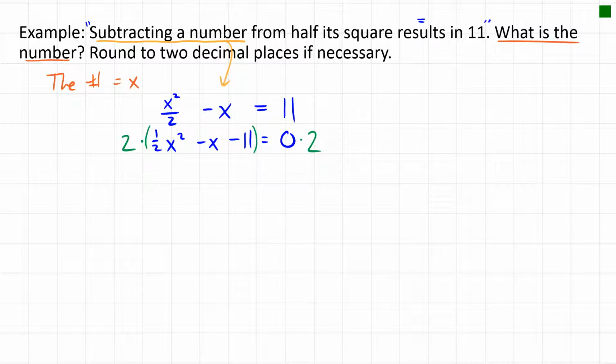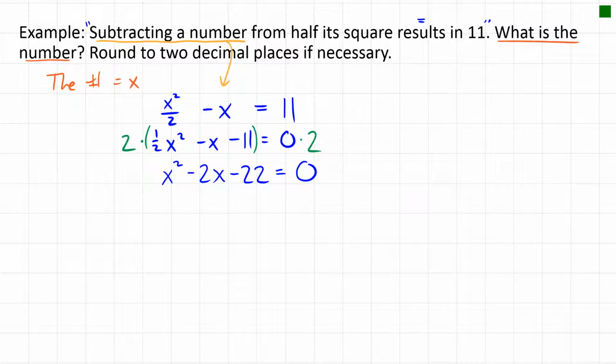So I'm going to multiply everything by 2. So 2 times 1/2 leaves me with just x squared. 2 times negative x is negative 2x. 2 times negative 11, negative 22. And 0 times 2 on the right-hand side is still 0. So that's nice. I can multiply by 2, make my equation look a lot easier.